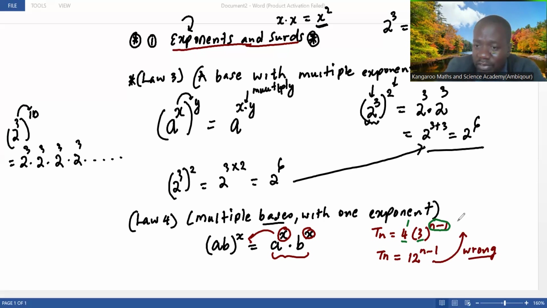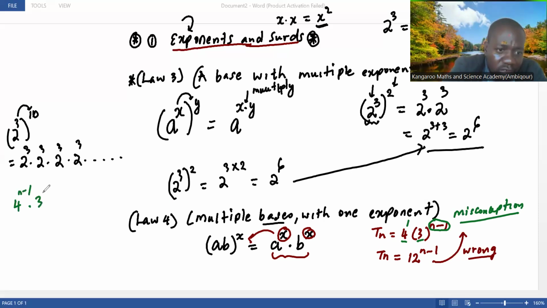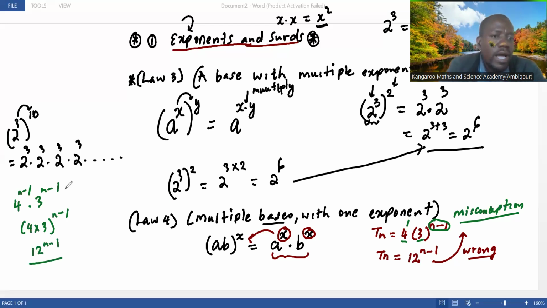These are some of the misconceptions that learners have in the exam, which is wrong. You can only multiply these two if they have the same exponent. If it was 4 to the exponent of n minus 1 times 3 to the exponent of n minus 1, yes, you can say this is 4 times 3 to the exponent of n minus 1, which will be 12 to the exponent of n minus 1. This will be true. Why? Because the exponents are the same, because of this law.